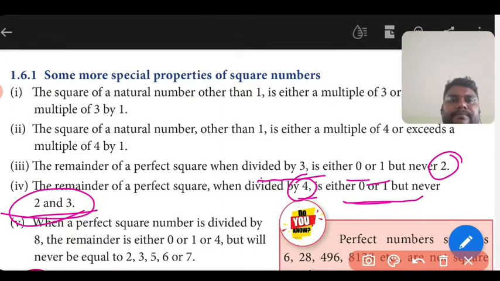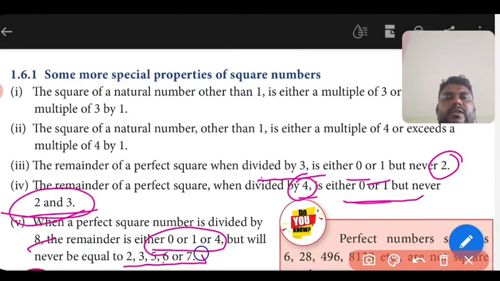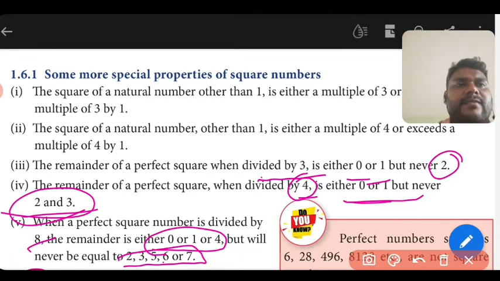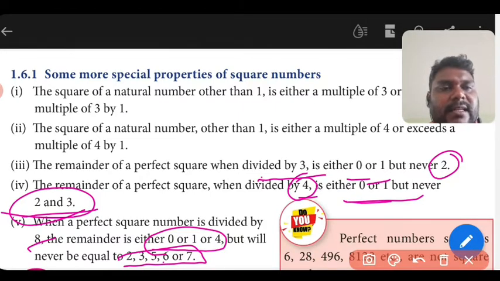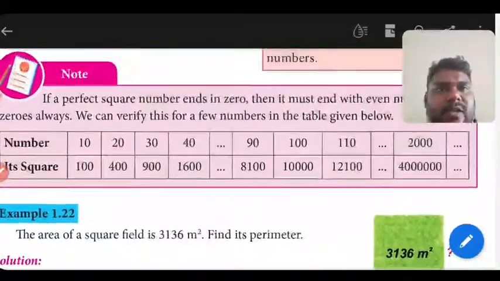Okay, when a perfect square number is divided by 8, the remainder can only be 0, 1 or 4. If the remainder is 2, 3, 5, 6 or 7, then that's not a perfect square number. Okay, these are the rules. We use these rules in exercise sums. Okay, next step.